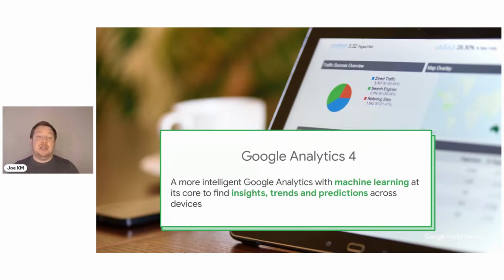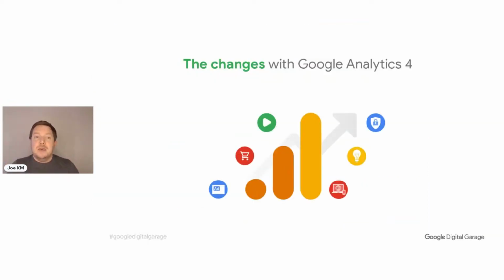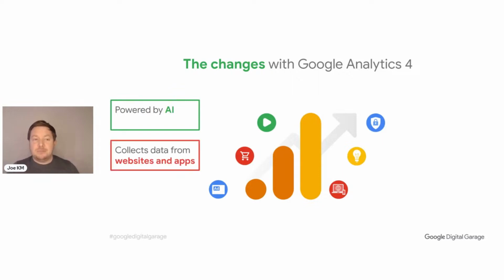It has machine learning built in at the core, as opposed to just on the edges. It gives you insights, trends, even predictions across devices. So you can actually use this analytics and use this AI to help your business thrive. The changes with Google Analytics 4 versus the old one, it's now powered by AI in the back end.